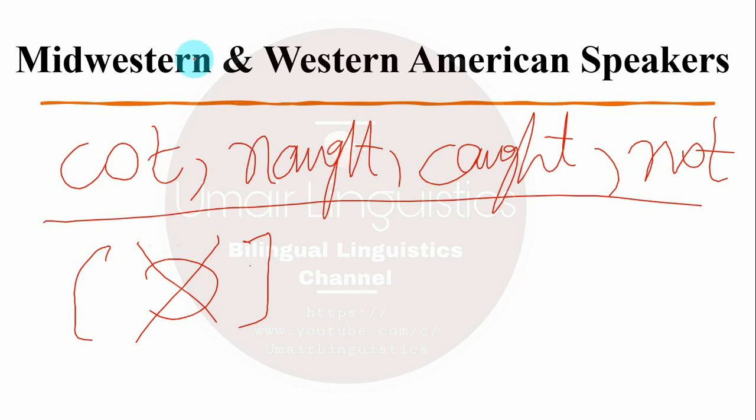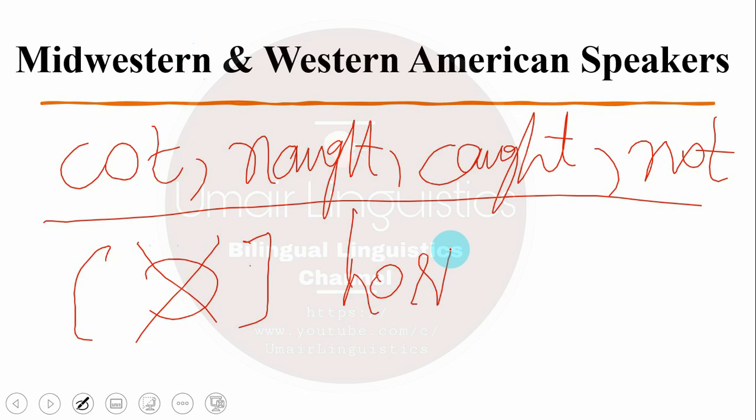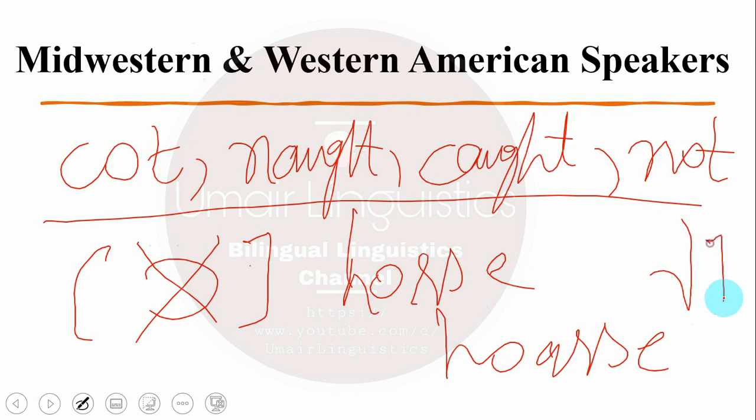However, these accents, unlike other American accents, when they have words like horse or harse, whenever this r sound is followed by a vowel, in that case they use different vowels. So in this word they will use a different vowel, in this word they will use another vowel, because the r is following. It is the speciality of that accent. Therefore when R is followed by a vowel, the vowel may differ. In horse and horse, in these two words the vowel may differ in these accents of Western American speakers and Midwestern speakers. Alright.